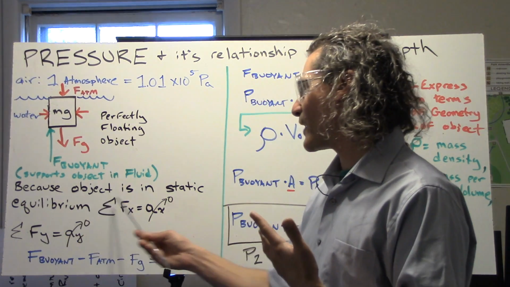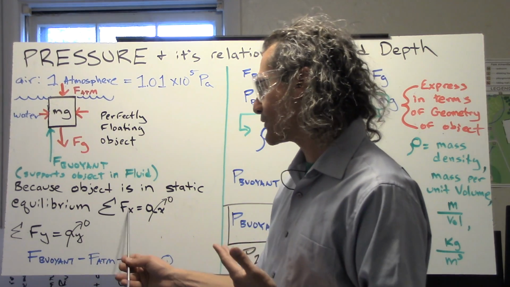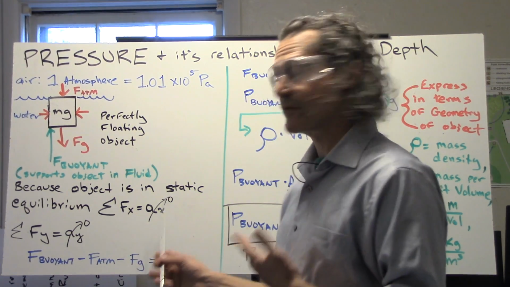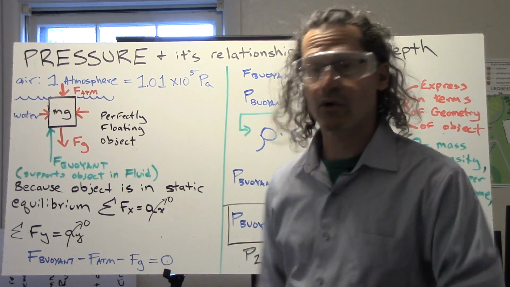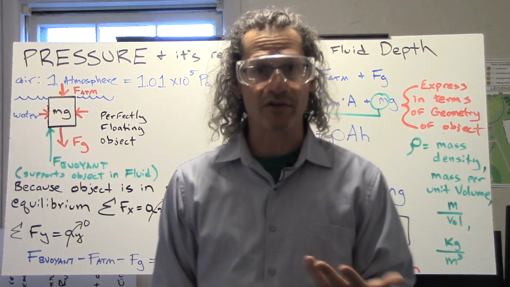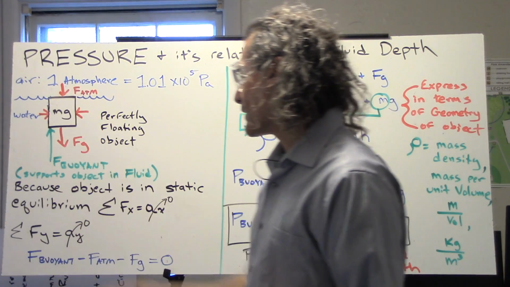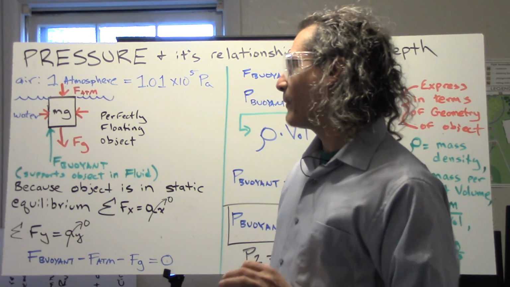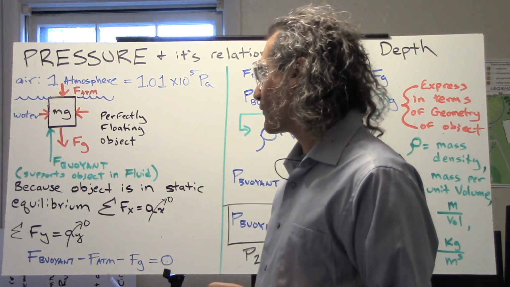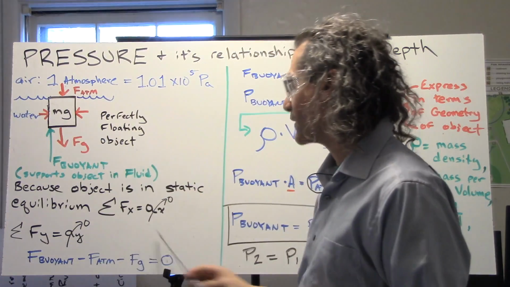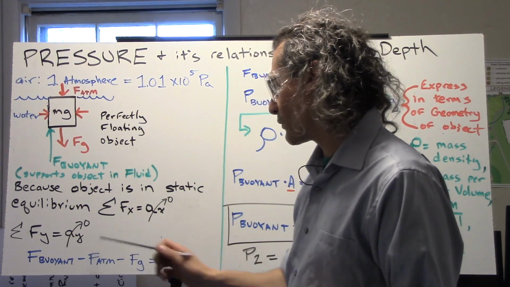Because the object is in static equilibrium, the sum of the forces in both the x direction and the y direction equals 0. There's no acceleration in the x direction, and no acceleration in the y direction. So if we write our Newton's second law equation from this free body diagram, it's been a while, but it's a very important skill. In the positive direction, we've got upwards F buoyant minus force atmospheric downwards minus force of gravity downwards equals 0, because there's no acceleration in the y direction.